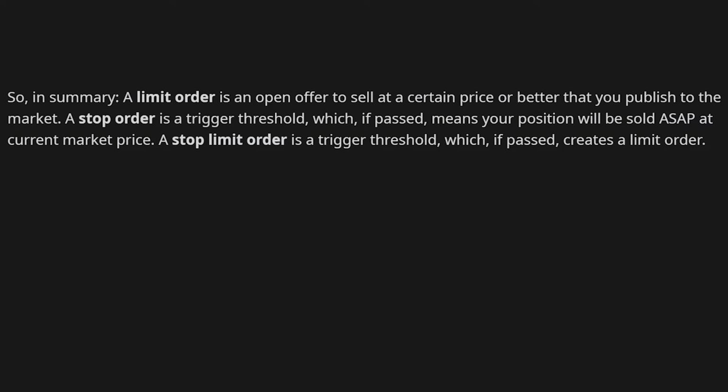So, in summary, a limit order is an open offer to sell at a certain price or better that you publish to the market. A stop order is a trigger threshold, which, if passed, means your position will be sold as soon as possible at current market price. A stop limit order is a trigger threshold, which, if passed, creates a limit order.